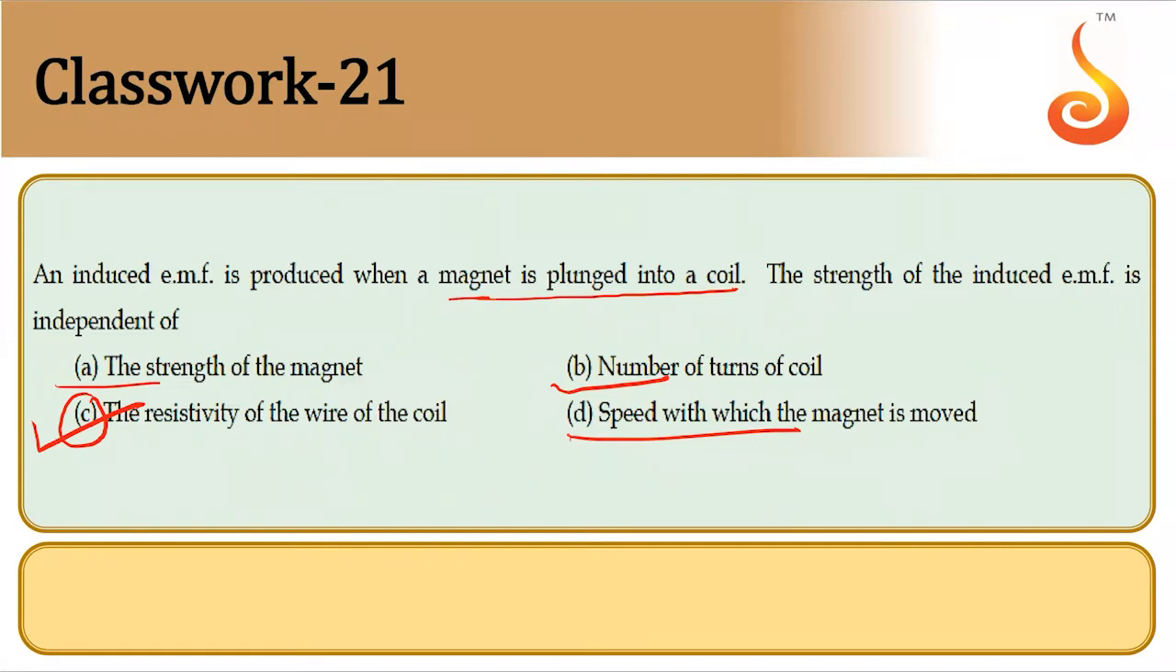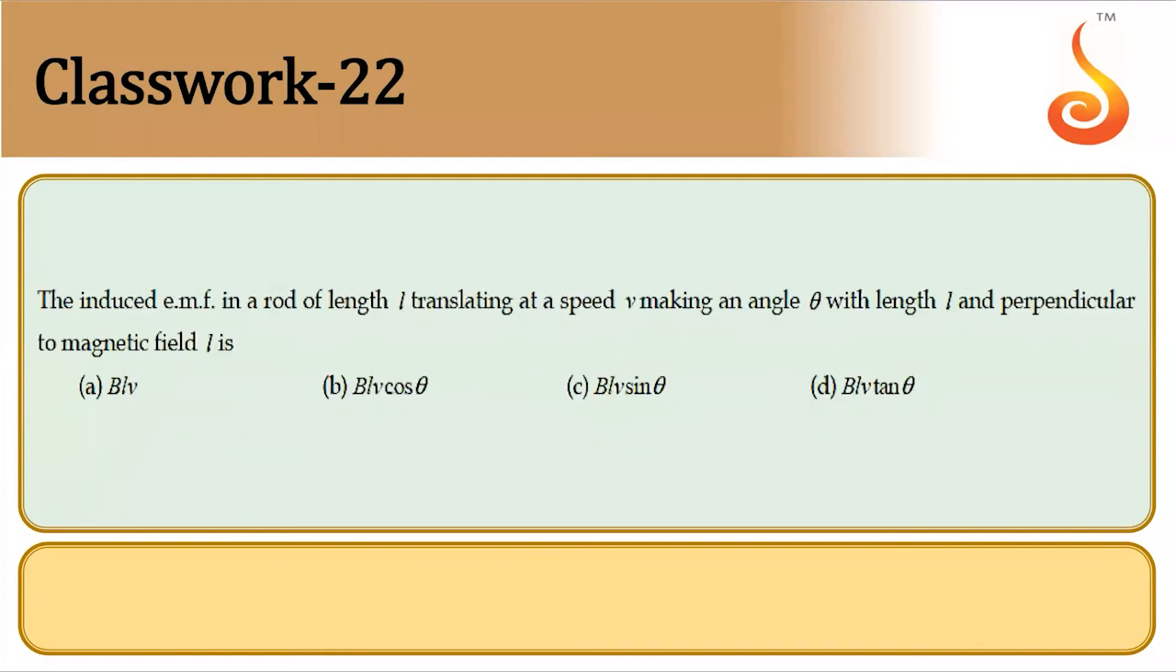Yes, hope you have taken this. Shall move on to the next. Question number 22. The induced EMF in a rod of length L translating at a speed V, making an angle theta with length L and perpendicular to the magnetic field, is: BLV, BLV cos theta, BLV sin theta, BLV tan theta.